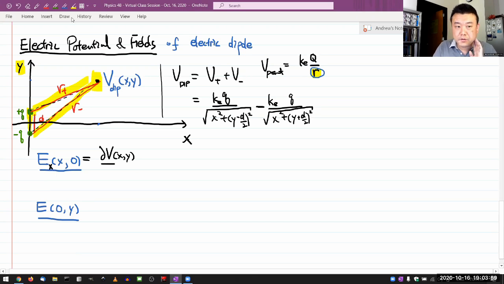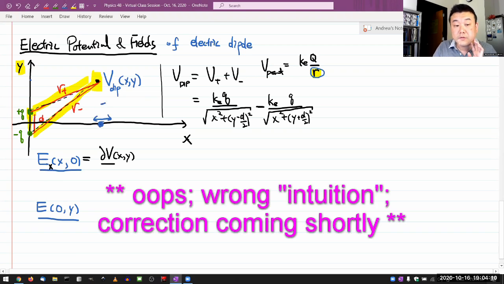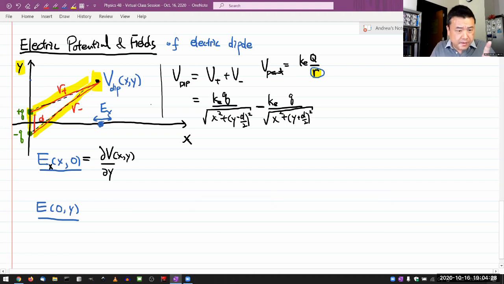And here I know intuitively enough that at points along the x-axis, the electric fields only point along the x direction. So if I find the x component, I'm done. And I can also do the same calculation with the partial derivative with respect to y, but I'll leave that for you to try. So to find the x component of the electric field, actually, sorry, my intuition was wrong. With this arrangement, my electric field is not along the x-axis. It is along the y-axis.